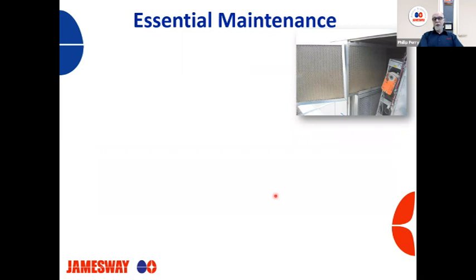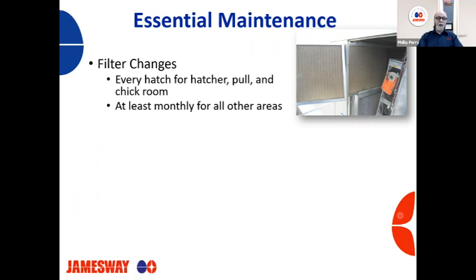We haven't really touched on a lot of our machines and the maintenance of our ventilation equipment, but there are some essential maintenances I just want to touch on. One is filter changes. Of course, you should be doing this, but for every hatch, for the hatcher room, pull room and chick room, anytime we have put birds and been exposed in these rooms, then we need to change the filters. And then at least monthly for all other areas. We just need to have a good maintenance program for that.